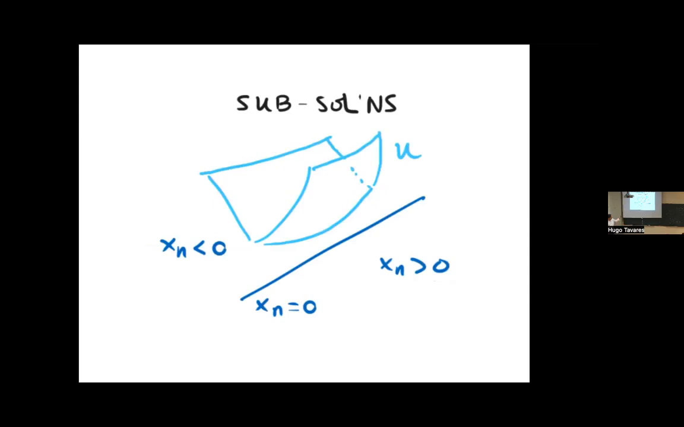So let me show you geometrically what I'm talking about here. Subsolutions tend to look like this, no? They may have a fold at the interface that looks like that. In the distributional sense, the Laplacian may have here a delta measure, no? But it's still possible. Okay?